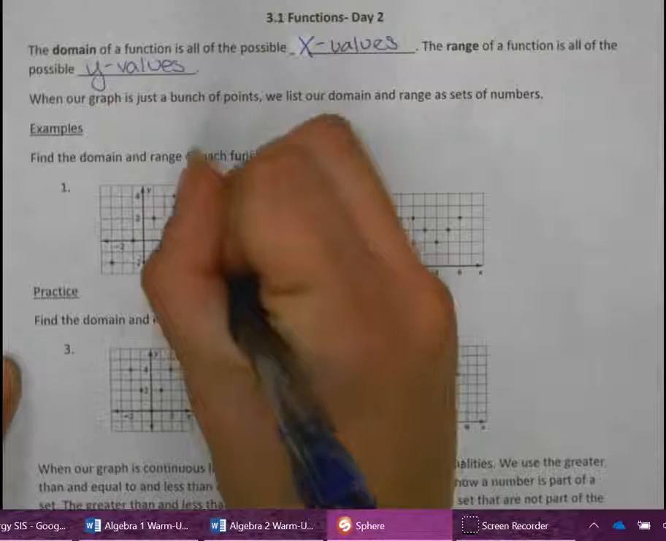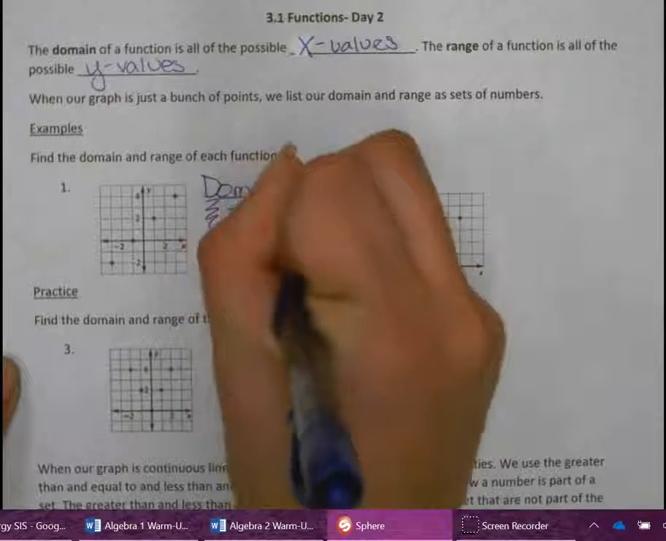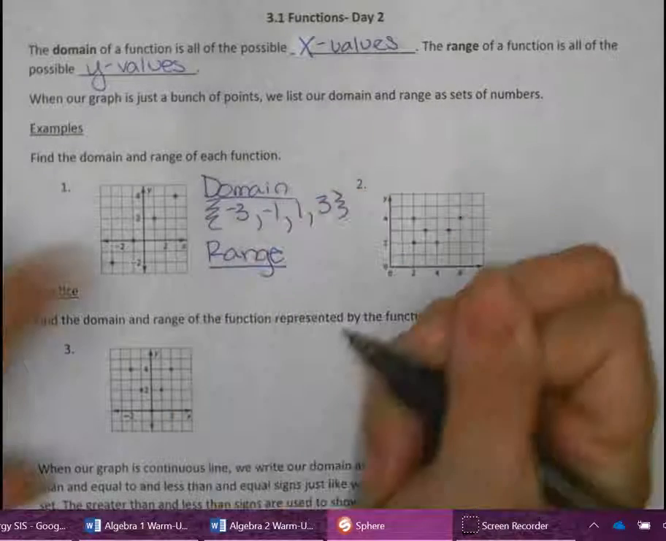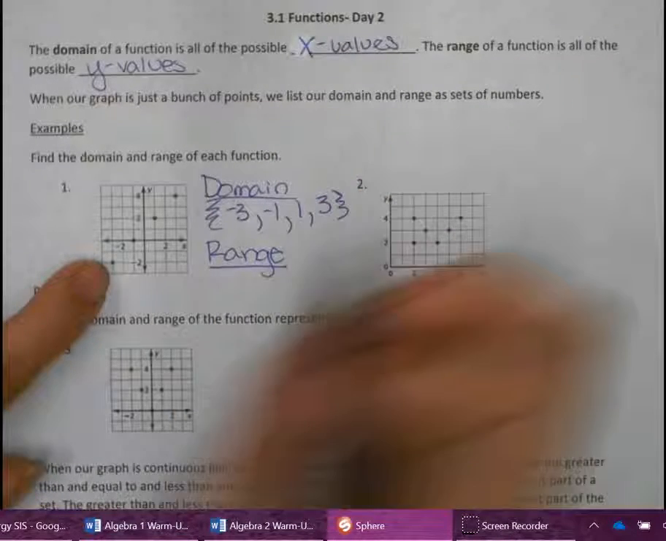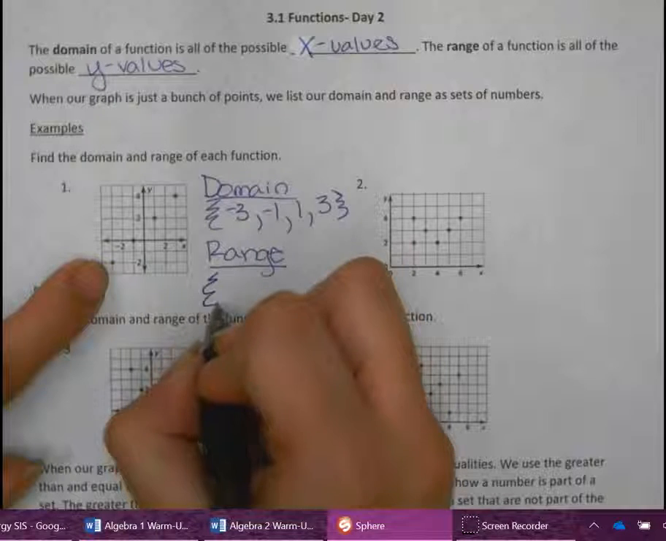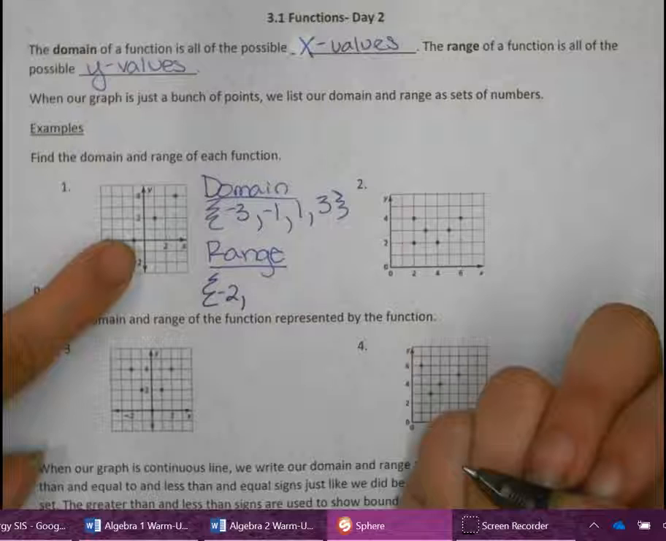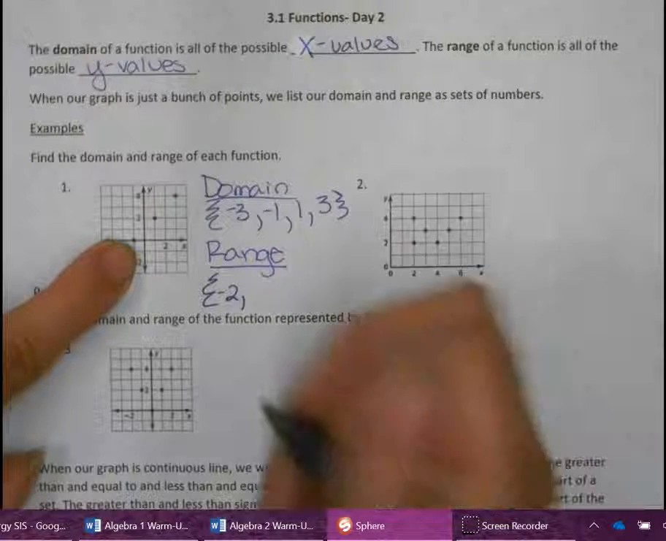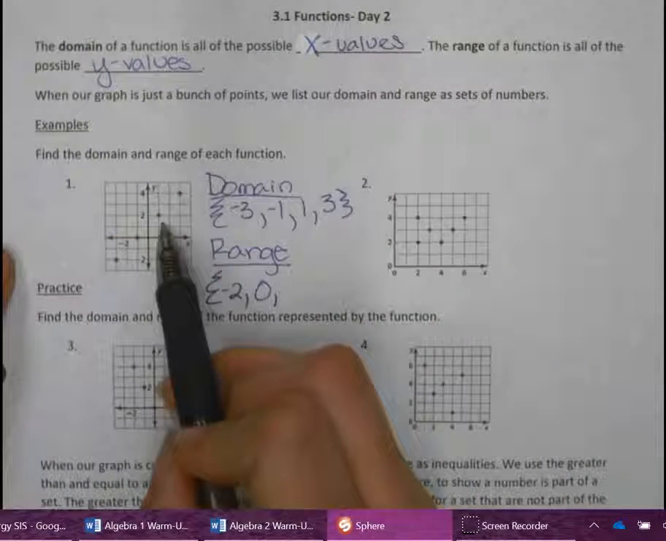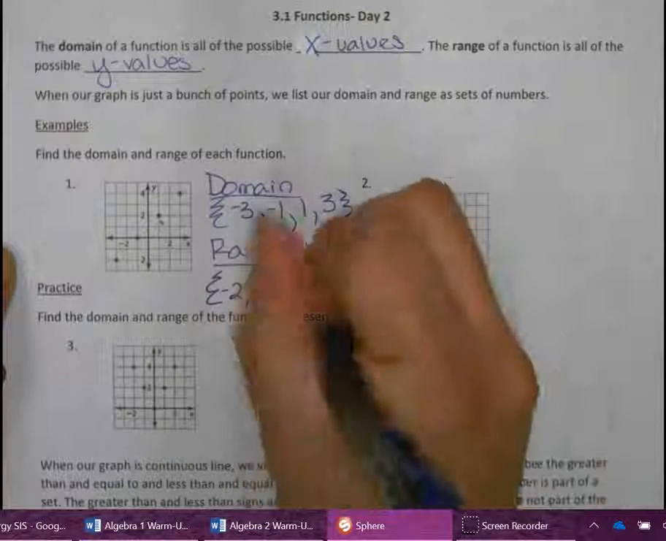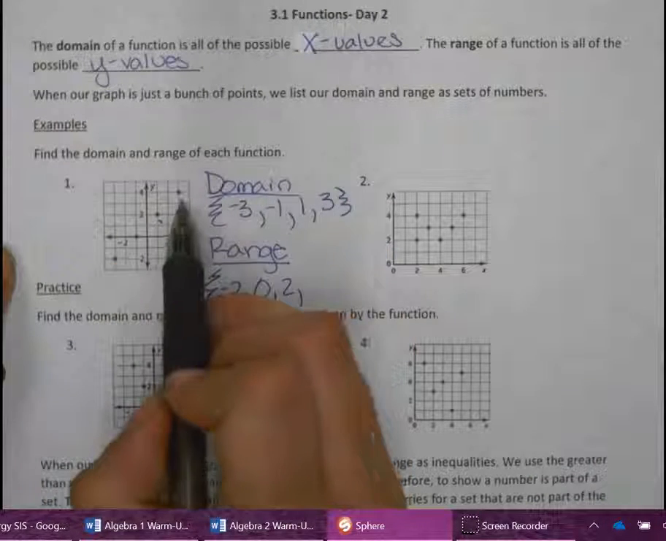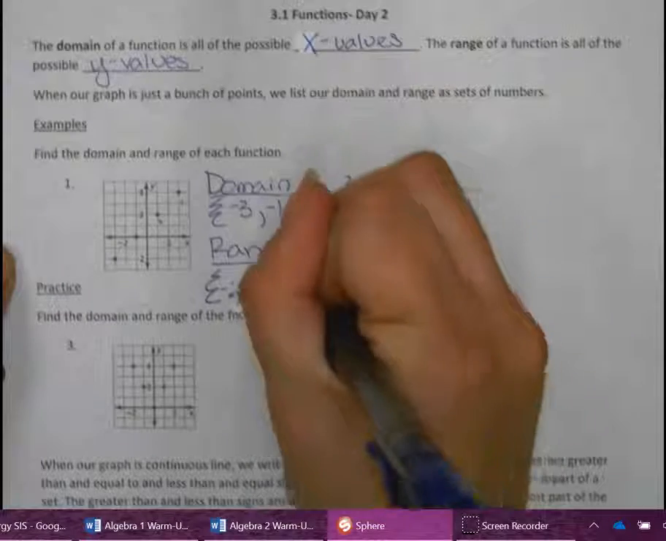And then for my range, those are the y values. So what's the y value down here? -2. What's the y value right here? 0. Y value right here? 2. And then my last y value? 4.